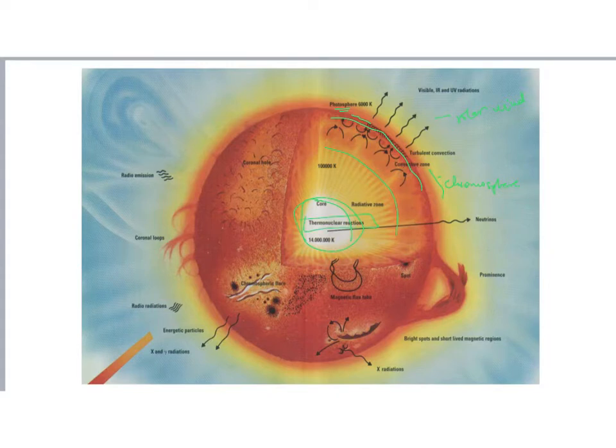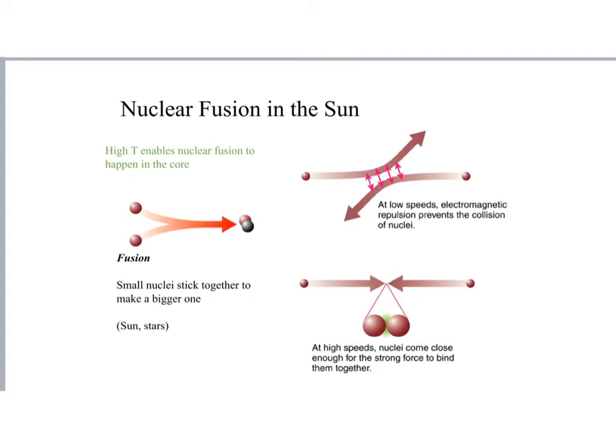Okay, all right, so we are going to concentrate now on the core because we do want to talk about the thermonuclear reaction that happens at 15 million Kelvin temperature. So here's what happens. We are going to talk about the nuclear fusion in the core of the sun.